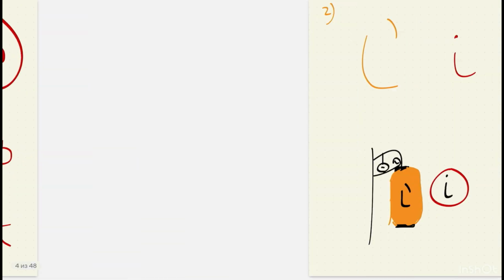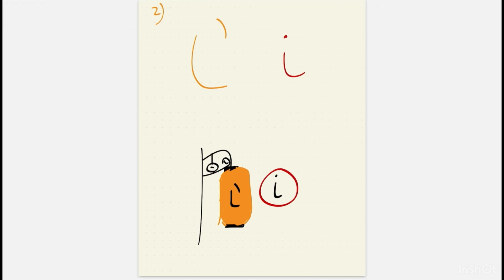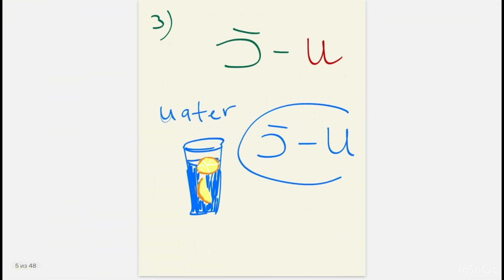Second letter is, okay, it's I. It's simple, right? I guess it's an easy one. It just looks like I, yeah, it's just an easy one. We can move on to the next letter.